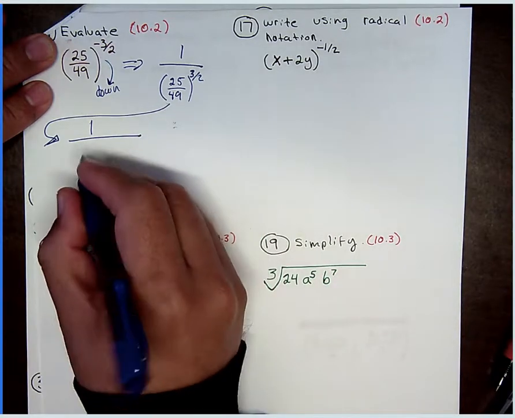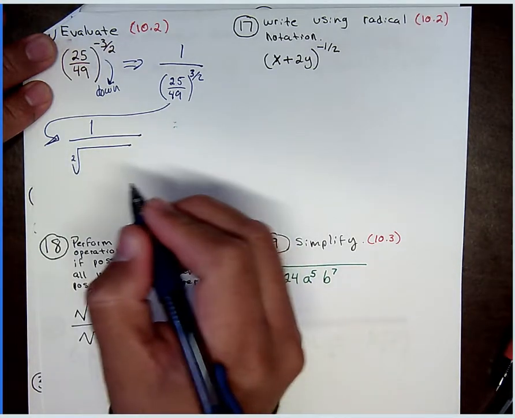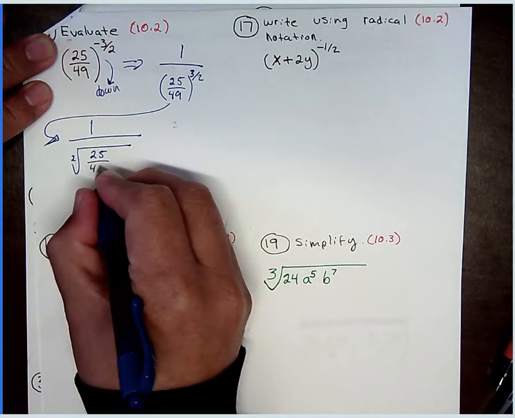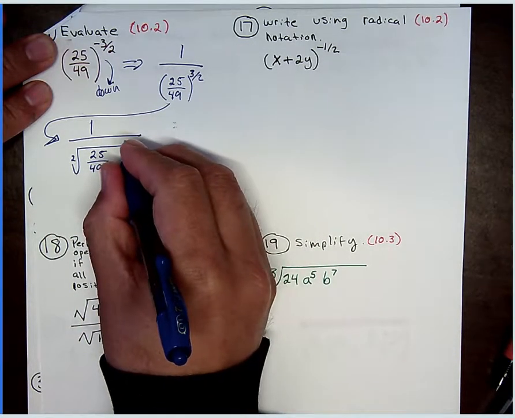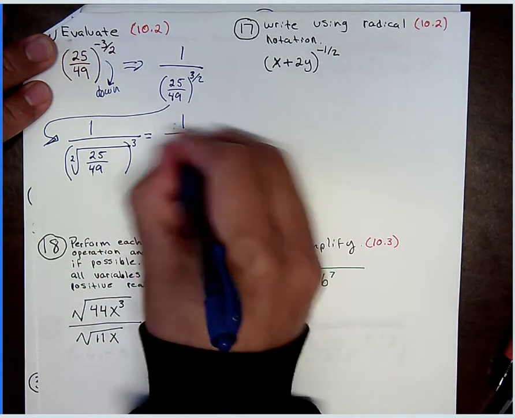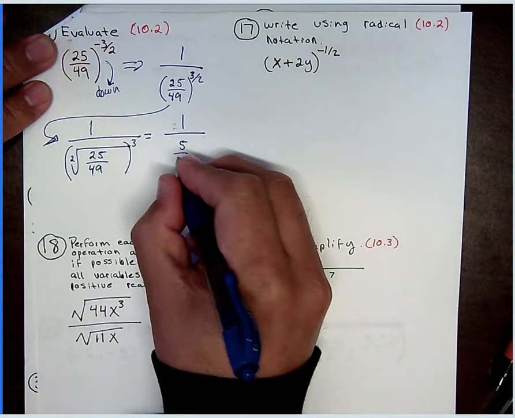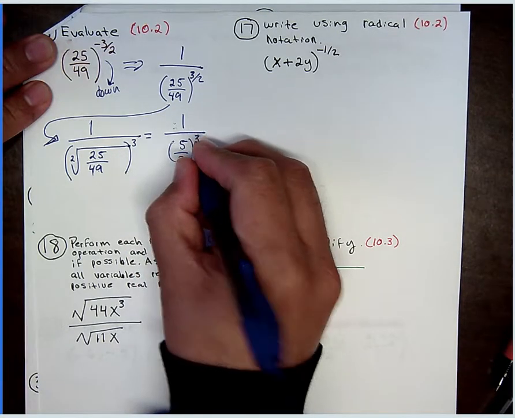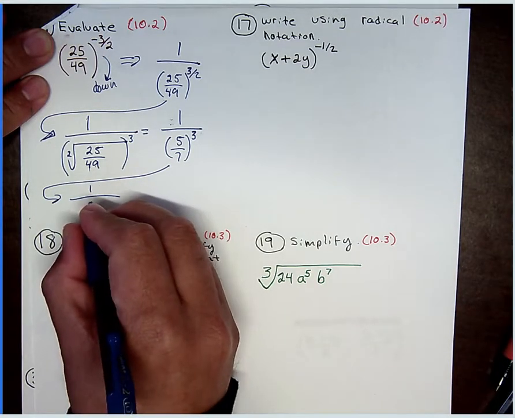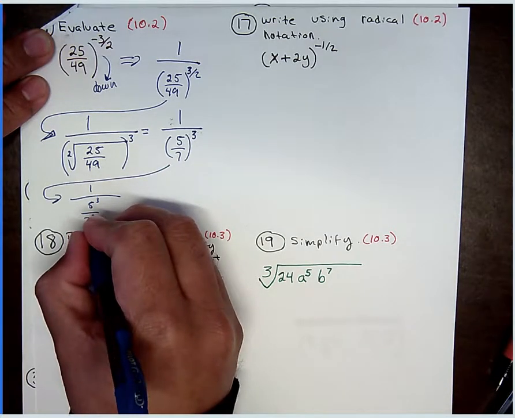So this is the index. I've said it many times, so I'm gonna put a 2 for this. Then 25 over 49 raised, I'm gonna put the exponent outside. So square root of 25, you guys know it's 5. Square root of 49 is 7. And then we still have that 3 outside. So that means that we have 5 to the third power over 7 to the third power.